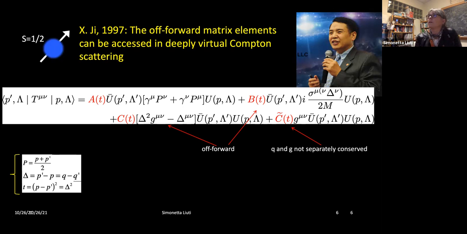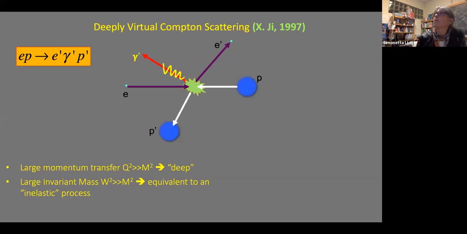Ji pointed out that these matrix elements are off-forward, so when the final proton momentum is different from the initial proton momentum. These off-forward matrix elements can be accessed in electron scattering, similarly to how we would do for the momentum. The class of experiments he thought about is deeply virtual Compton scattering. This is a sketch of electron and proton going into e prime, p prime, gamma prime. This is the prototype of all similar experiments, this class of deeply virtual exclusive experiments.